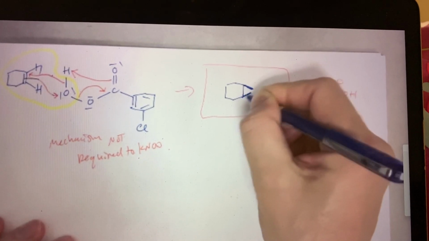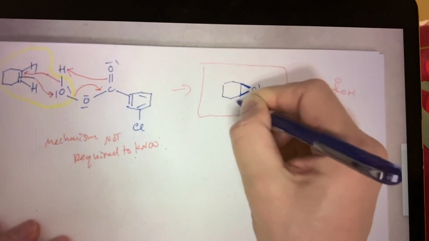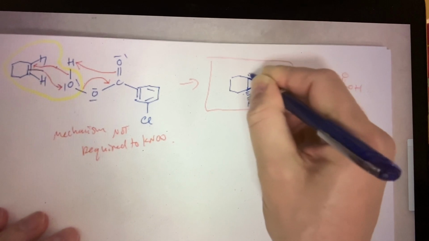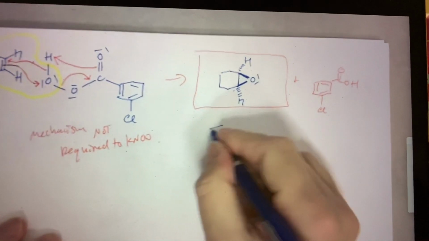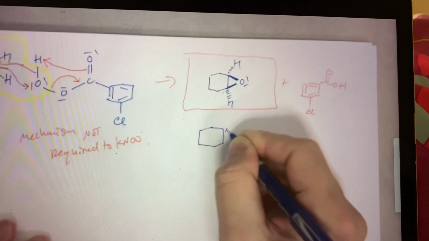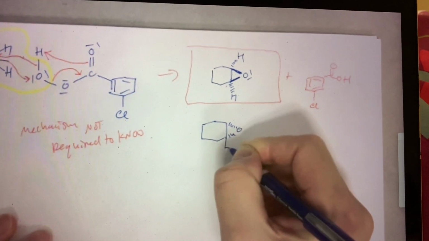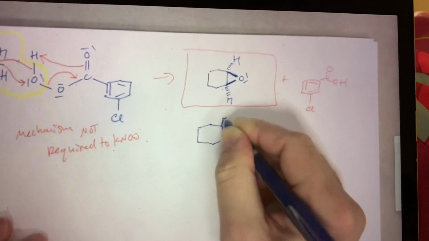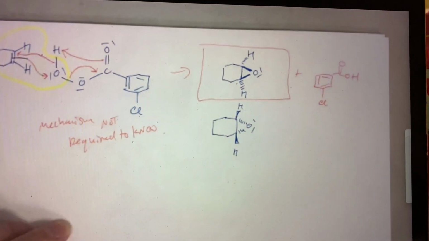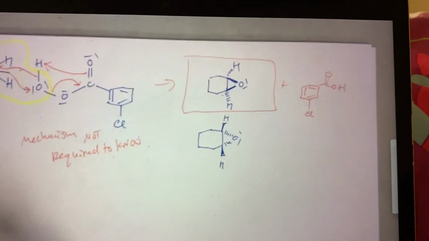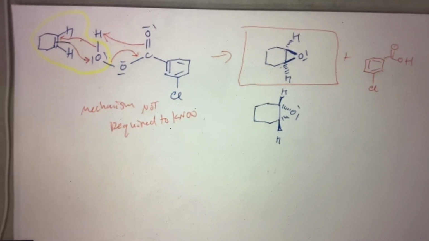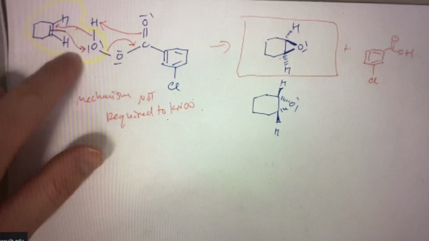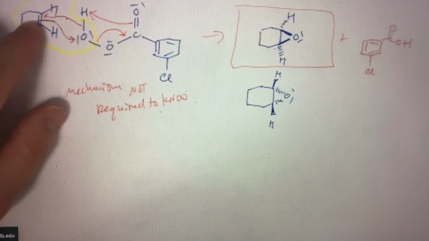What I'm hopeful here is that you drew this. The only other possible answer that would be right would be this. But this is the one that I like. These two molecules are identical, but notice that the epoxide has been formed. And if we look back and reflect on these arrows, this tells us exactly that this should be formed.